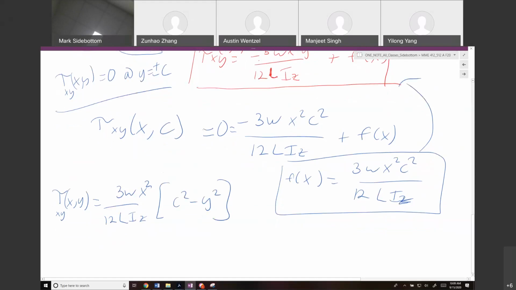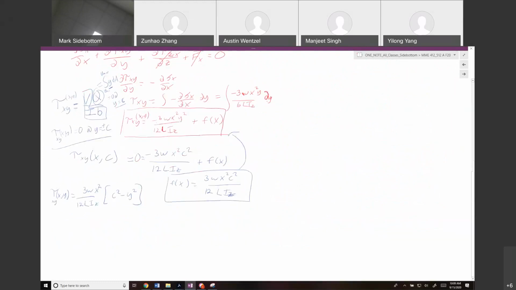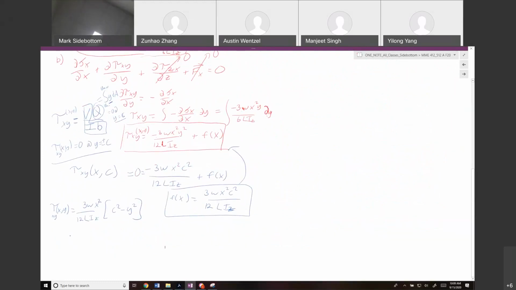Okay. So the second problem, or second part of part B, is very similar. You have to use the second equilibrium equation, which states the derivative of tau xy with respect to x plus the derivative of sigma y with respect to y plus the derivative of tau yz with respect to z plus the body force along the y direction is 0.